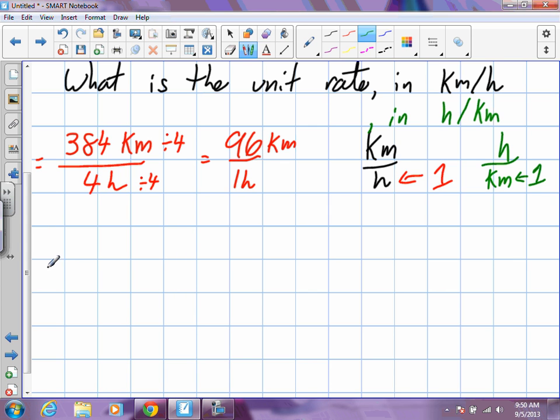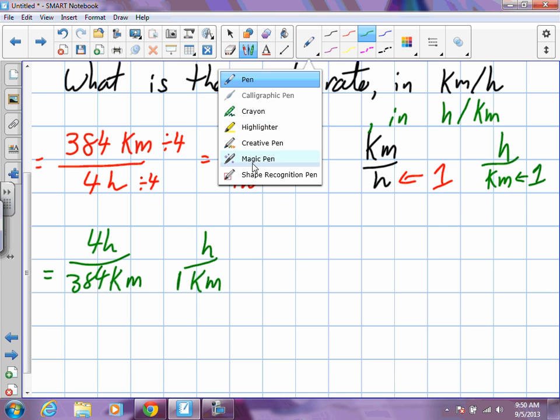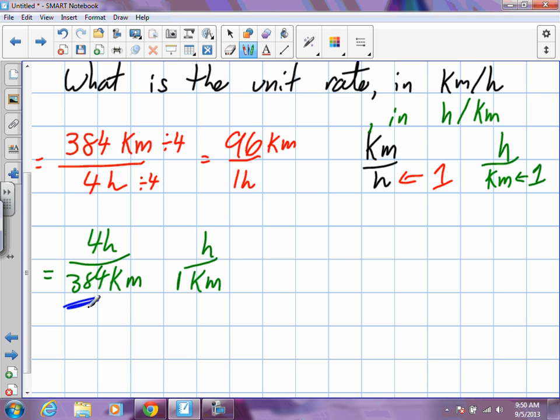We said that we wanted the unit rate to be in kilometers. So in other words, we have our hours on top and kilometers on the bottom. Well, we already have our values, so we're going to have 4 hours divided by 384 kilometers. Same idea. I need kilometers to be a value of 1. So what would I divide 384 by to get the value of 1?